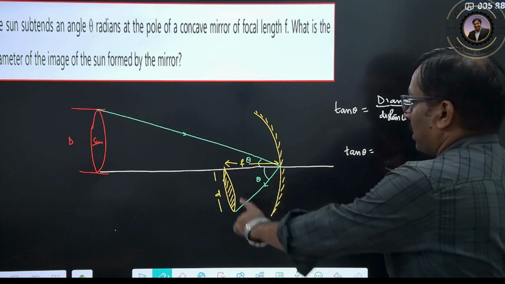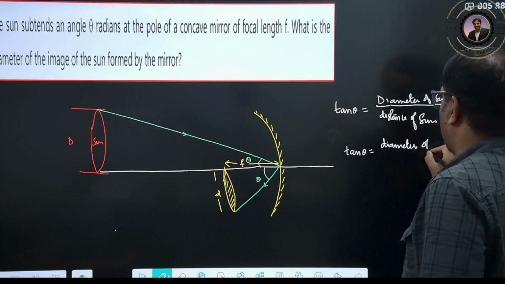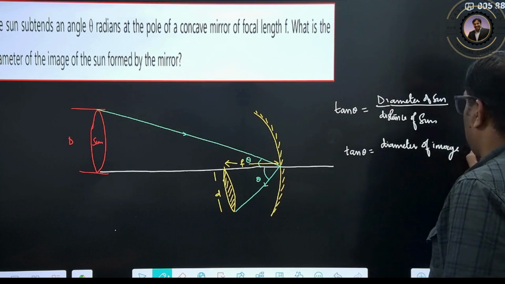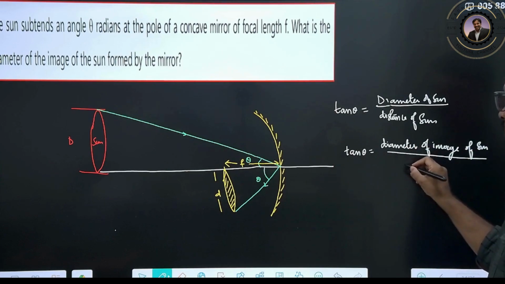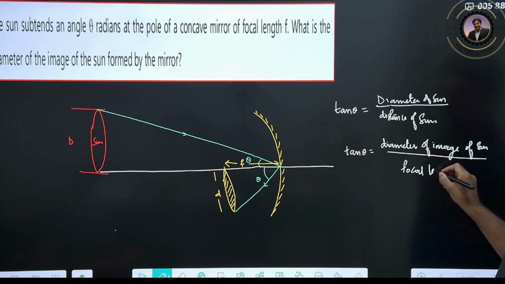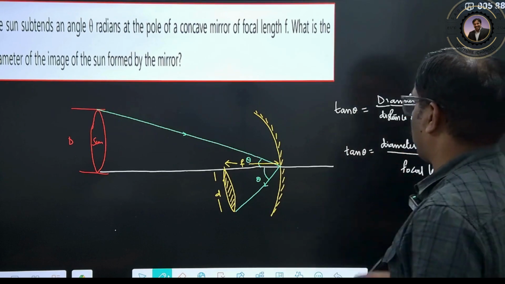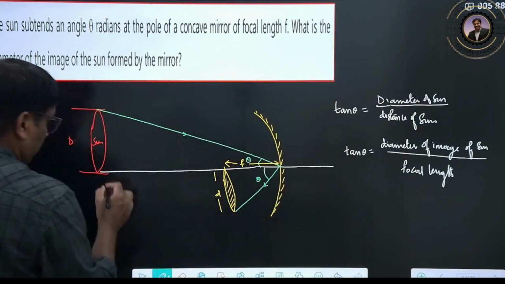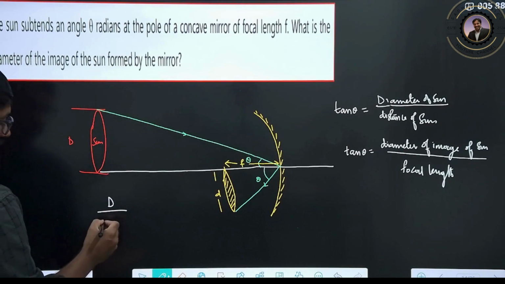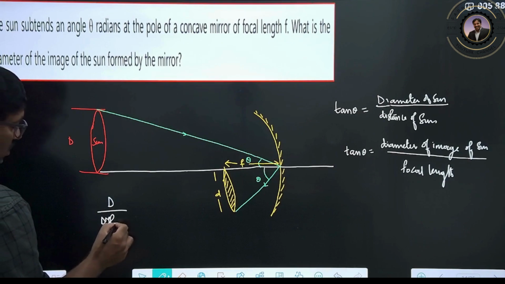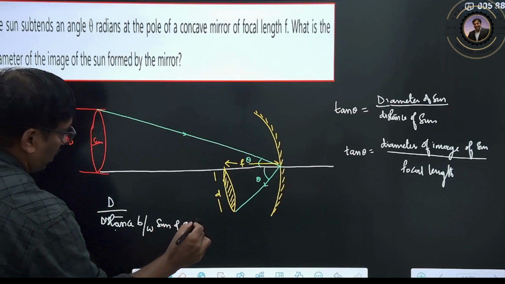Now again, for this image, you can rewrite tan theta as the diameter of the image of the sun divided by the focal length. One important thing: tan theta and tan theta both are the same, so you can rewrite it as the diameter of the sun divided by the distance between the sun and earth.